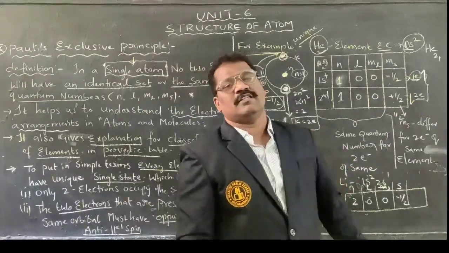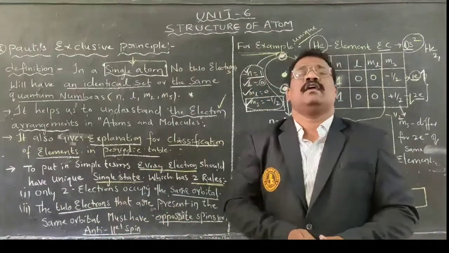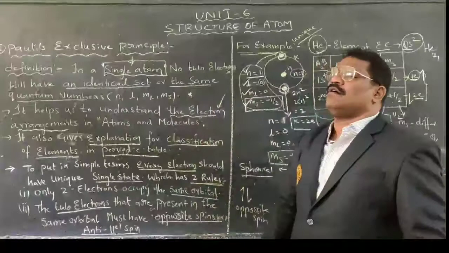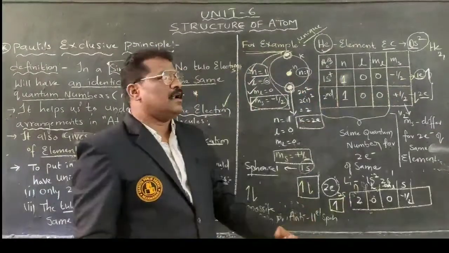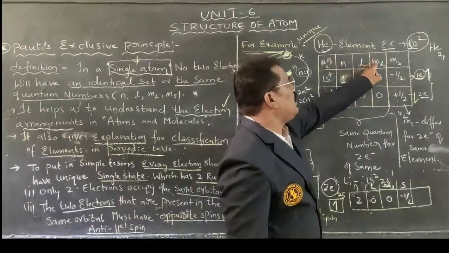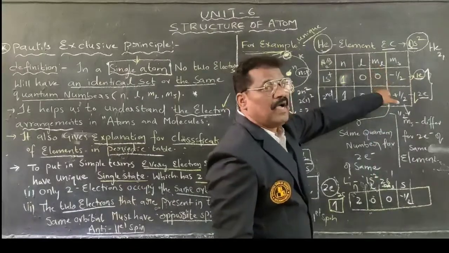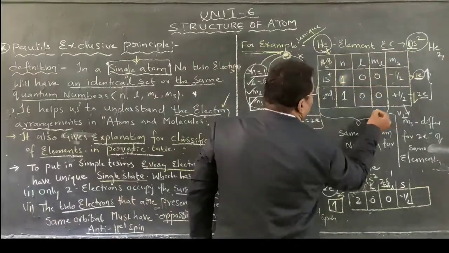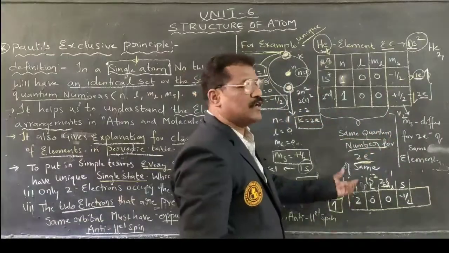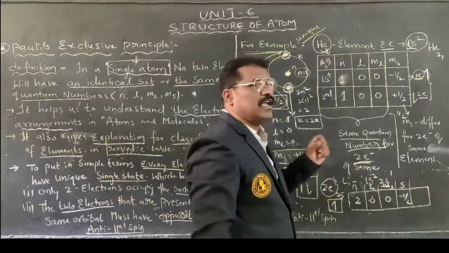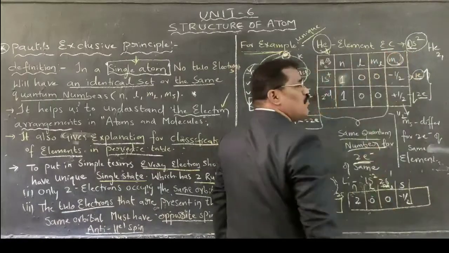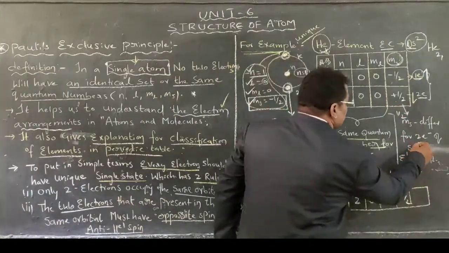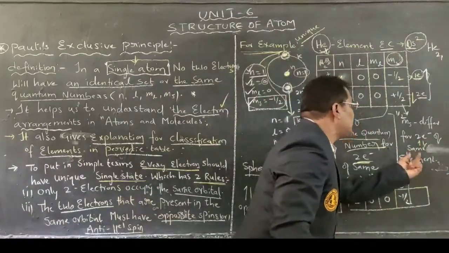In this way, Pauli's exclusion principle can be explained clearly based upon one rule, that is: in a single atom, no two electrons will have an identical set of the same quantum numbers. If you observe clearly, the principal, azimuthal and magnetic quantum numbers remain the same for helium, which is 1, 0, 0. They remain the same for the two electrons accommodated within the same orbital. But the spin quantum number varies, one is minus half, the other is plus half. The spin quantum number differs for the two electrons, one in upward direction, the other in downward direction.